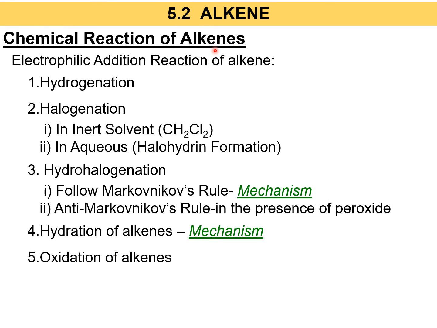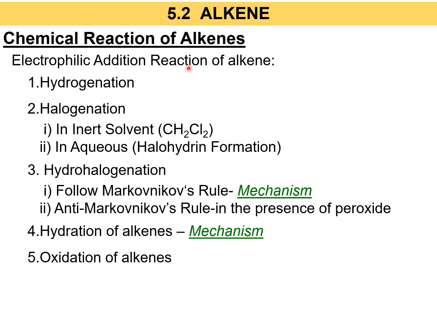Previously, we have learned how to prepare an alkene in two ways, by dehydration of alcohol and also dehydrohalogenation of haloalkane. And now we are going to learn about the chemical reactions of alkenes. Basically, the main type of reaction in the chemical reactions of alkenes is electrophilic addition reaction.